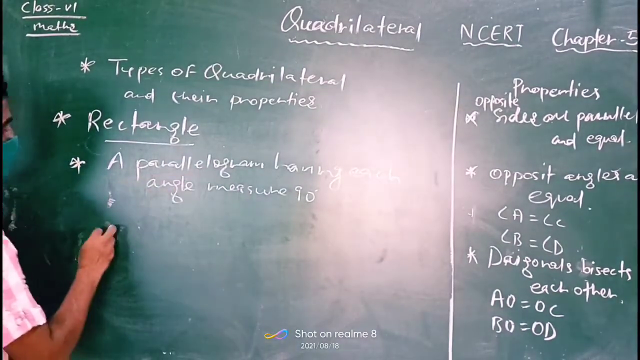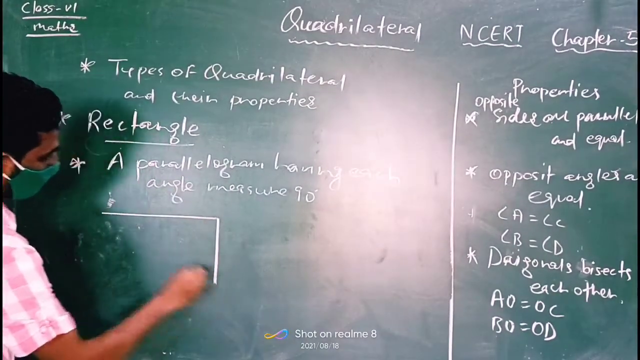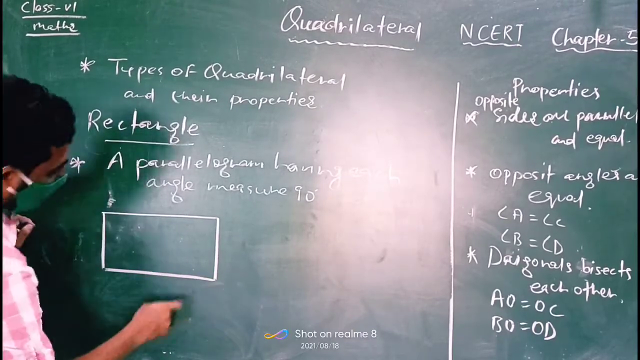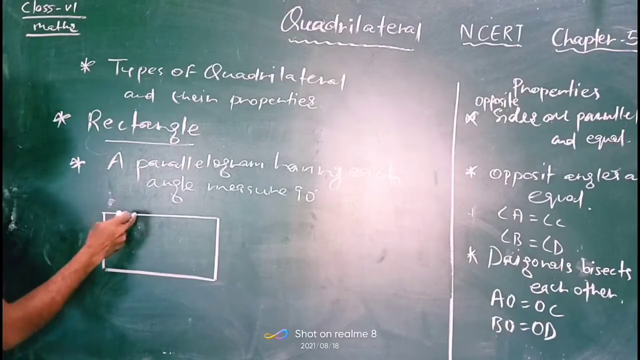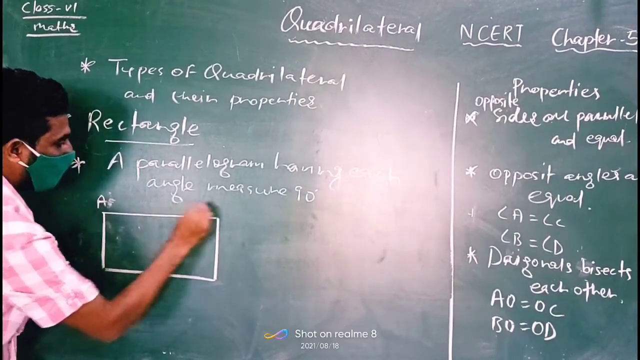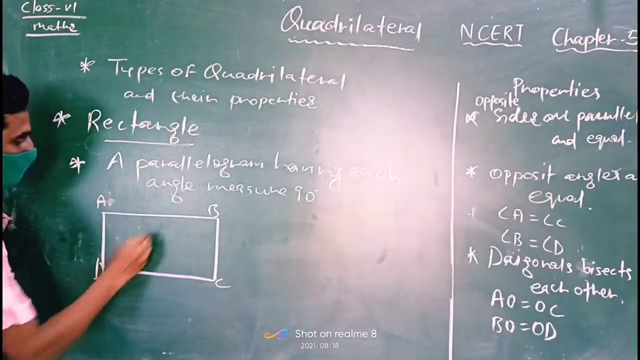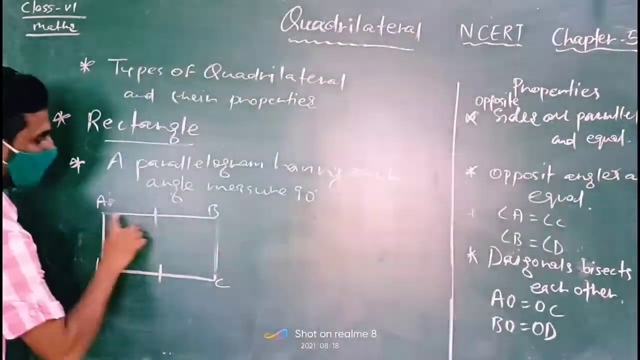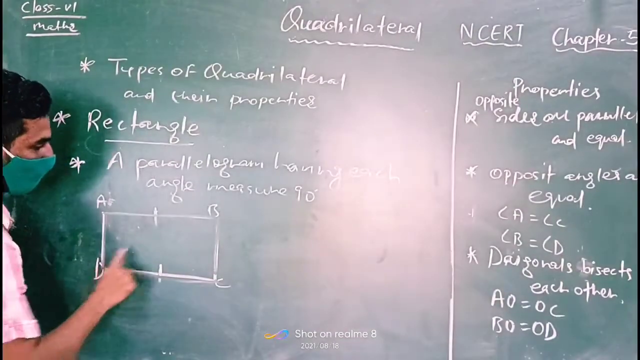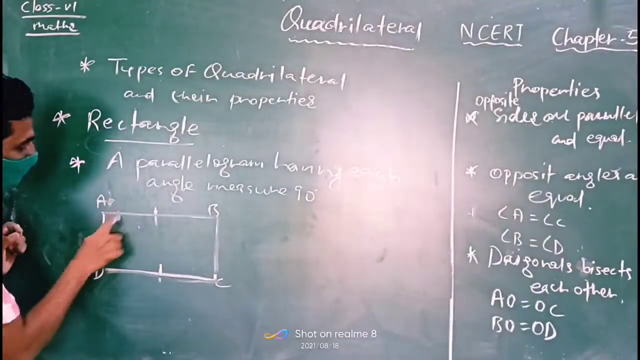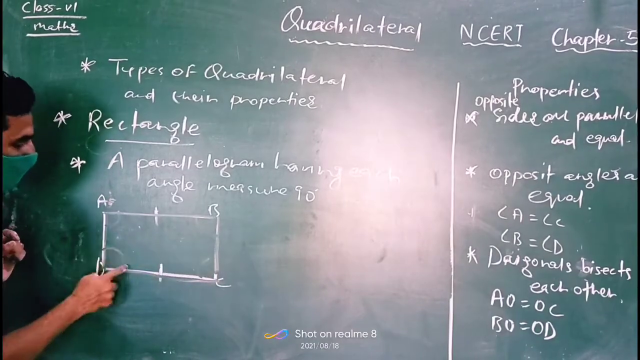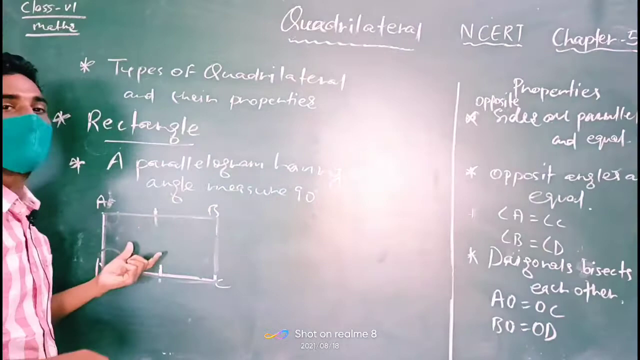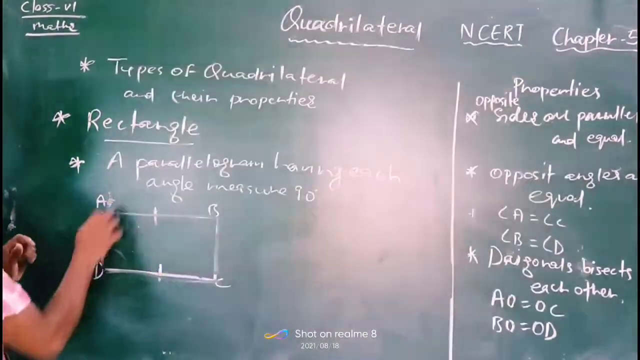Now how to make the diagram? That diagram was a little bit tilted, but it will be like this. But it's a parallelogram, so for sides A, B, C, D: AB will be equal to CD and AD will be equal to BC. And AB will be parallel to DC and AD will be parallel to BC. Opposite angles will be equal. All those properties which are written for the parallelogram, the rectangle will also contain. So this is a rectangle.